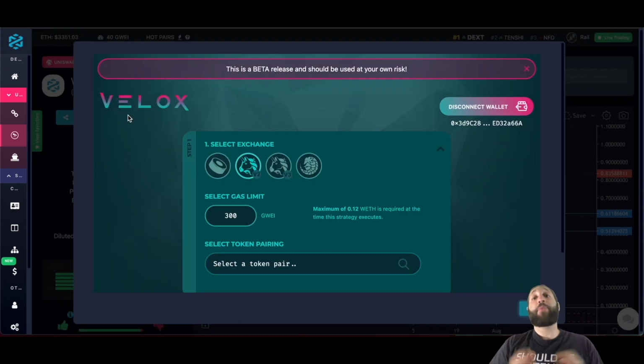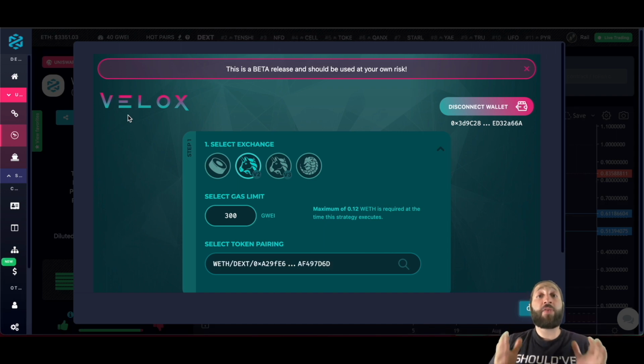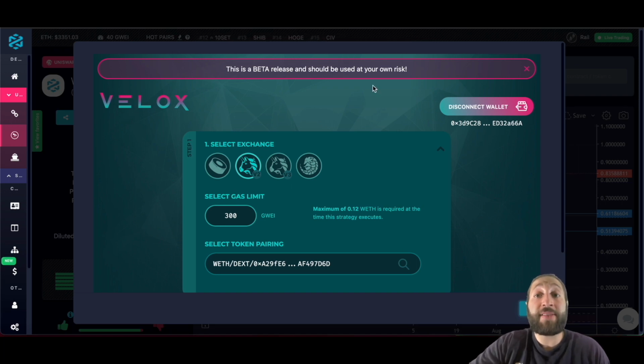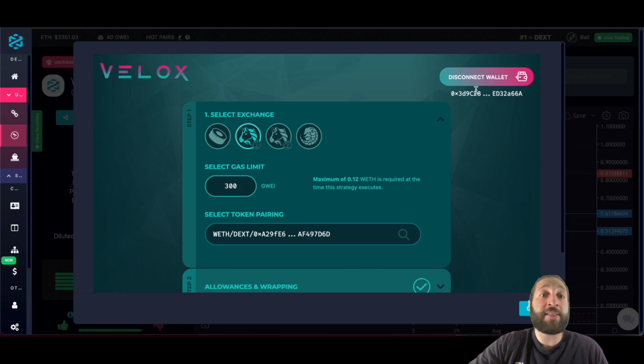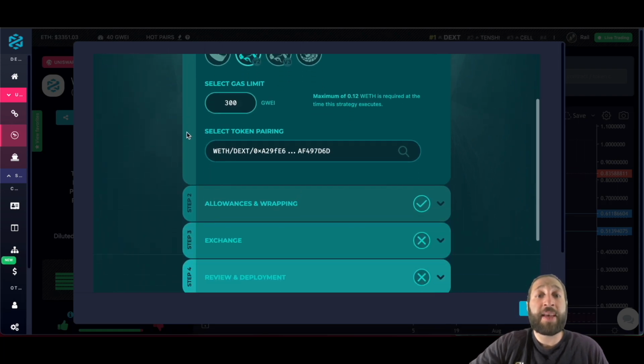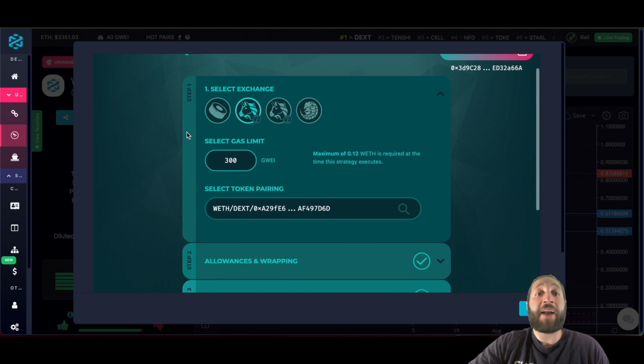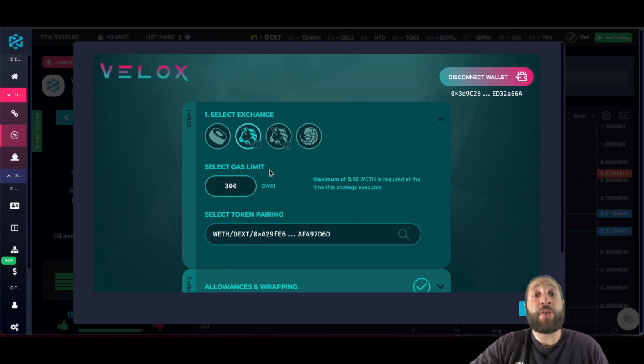To use the limit bot, you need to be a standard member at minimum. You need to hold 1,000 DEXT or be a premium member and hold 100,000 DEXT. And Julie's going to go into the perks of becoming a premium member and joining DFV. So this is a beta release and should be used at your own risk. You can connect your wallet above here, which I've already done. And then we're going to go into the steps and I'm going to show you step by step how to set up a buy or sell limit order.